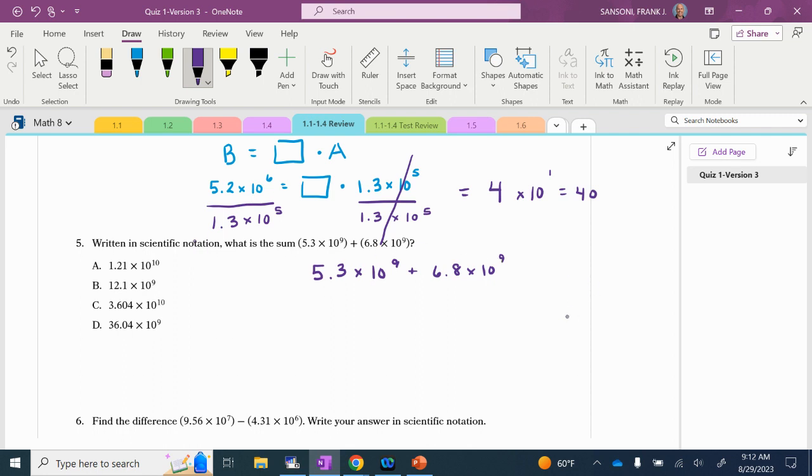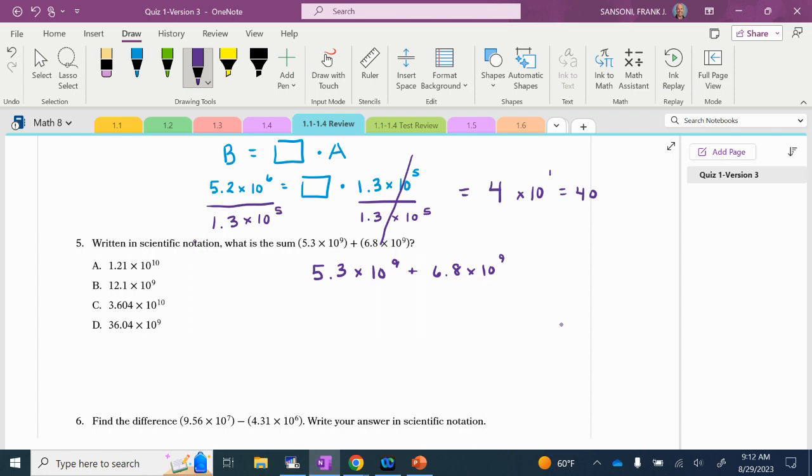Ooh, our eyes have not been trained. What do we train our eye to look at first? If I'm trying to add two of these together, what do I look at first? Nope. Legend, what do I look at? I look at the exponent, right? Because I can't add or subtract unless the exponents are already the same.